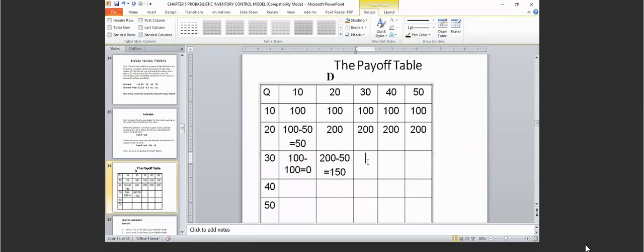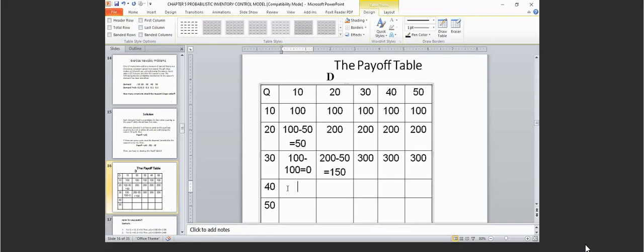Okey. Dan untuk expected demand 30 unit, oleh kerana demand dan kuantiti itu adalah sama, maka kita akan mendapat profit sepenuhnya, iaitu 30 darab dengan RM10, kita akan dapat 300 kat sini kan. Yang lain pun dia akan jadi 300 juga kan.